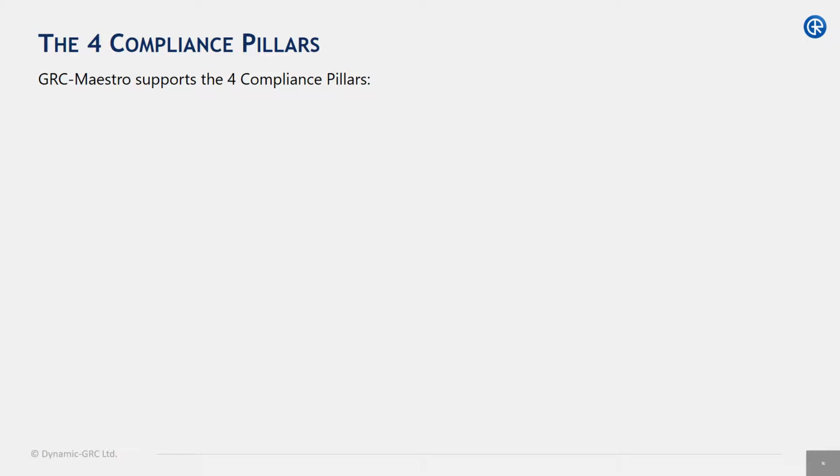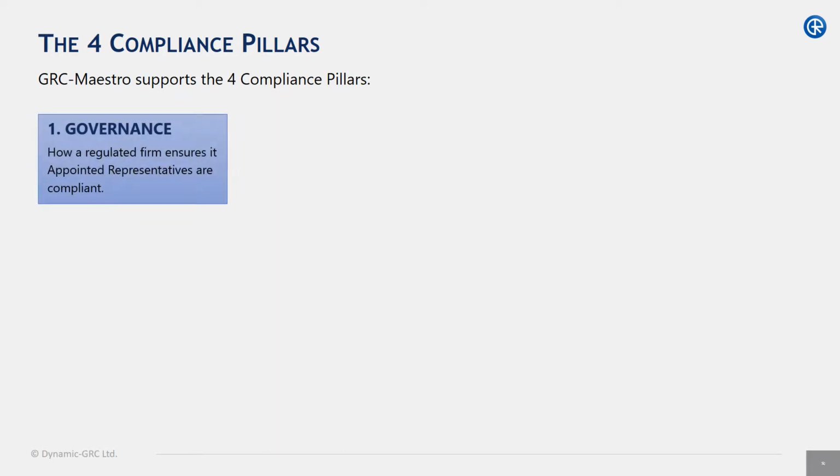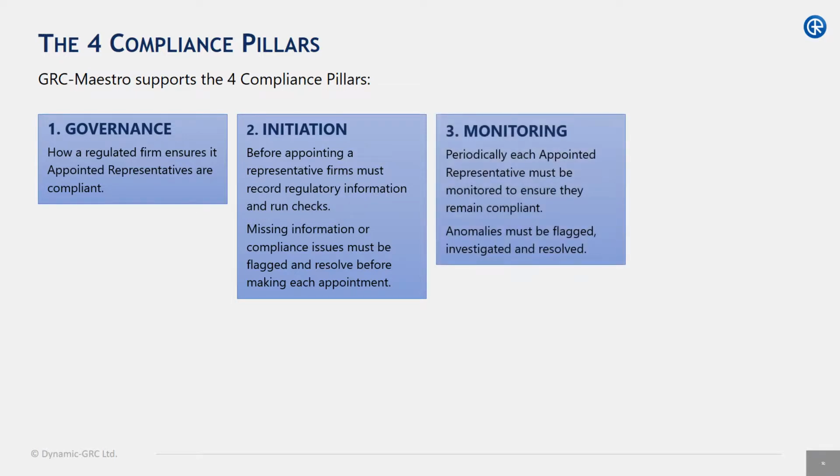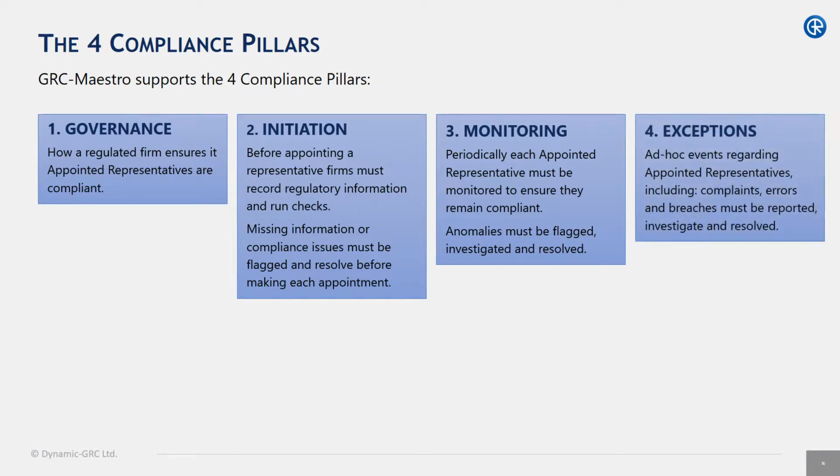GRC Maestro supports the 4 compliance pillars. Firstly, governance encompassing high-level management and oversight of appointed representatives. Secondly, the take-on of new appointed representatives. This includes gathering regulatory information and checking for issues or omissions. Thirdly, the periodic monitoring of appointed representatives to ensure they remain compliant. And finally, the recording and management of ad hoc events such as complaints, errors, and breaches.